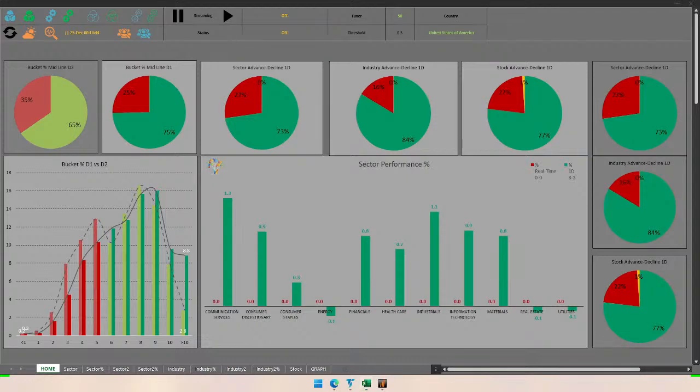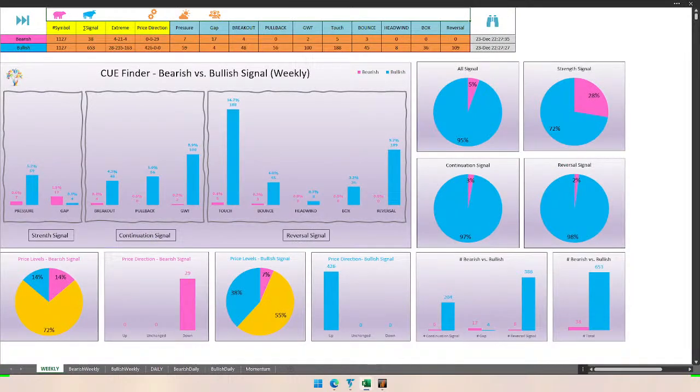I'll go back to finding the growth stocks from small cap, but before that, let's look at another angle for market analysis, that is the balance between bullish and bearish technical signals using Q Finder. First, weekly interval: this is bullish and this is overbought. All signals 95% bullish, that is overbought condition.